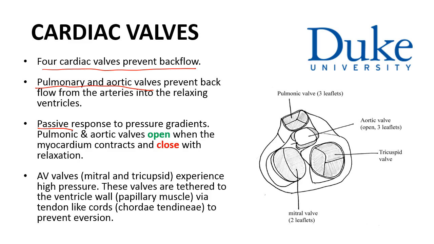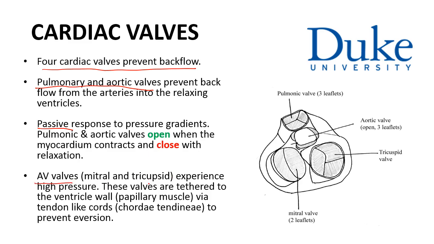When there's a pressure difference between the 2 chambers, say for instance the atria has a higher pressure than the ventricle, then the AV valve will open. When the ventricle has a higher pressure than the atrium, then the AV valve closes. The same is true for the aortic valve and the pulmonic valve.